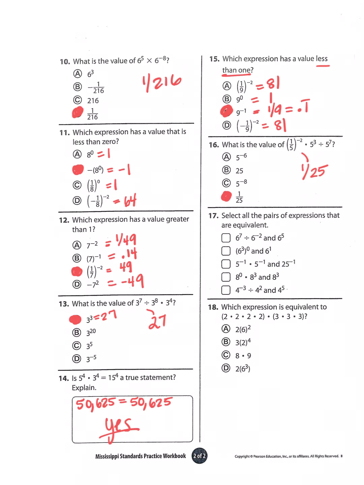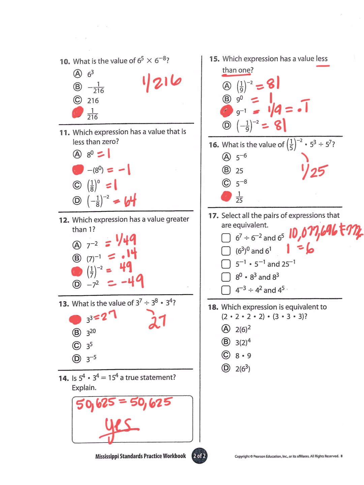17, select all the pairs of expressions that are equivalent, which means equal. So I'm going to just match them up and see if they are. The first one, 6 to the 7th divided by 6 to the negative 2 is 10,077,696. And 6 to the 5th is 7,776. So those are not equal. The next one is 6 to the 3rd to the 0. That's 1. And 6 to the 1 is 6. So those are not equal.